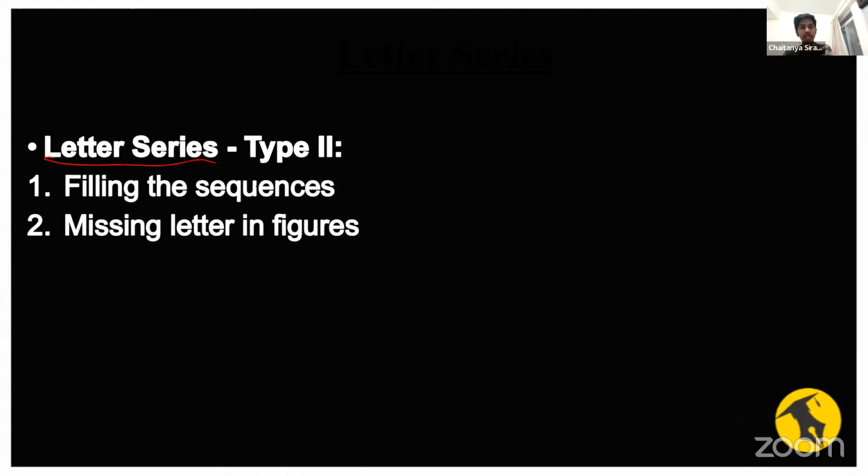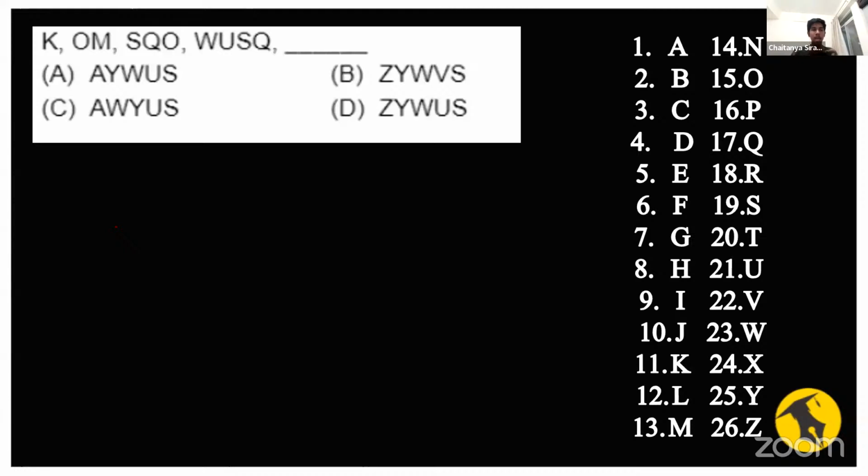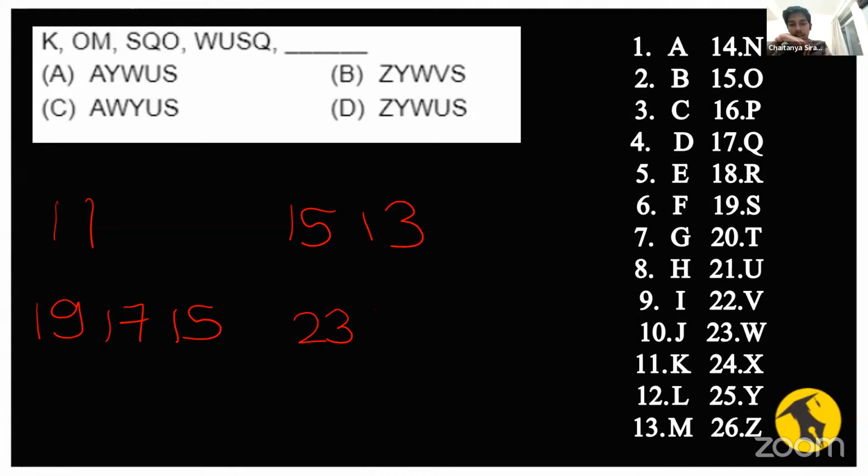All right, we have a letter series. Here we will have filling the sequences like we did and missing letters in figure. Till now we had equal number of letters in each term. Here we have something else. So let's write it in terms of numeric. K is how much? 11. O is 15. N is 13. S is 19. Then Q is 17. Then 15 again. 23. Q is 21. S is 19. And then 17.